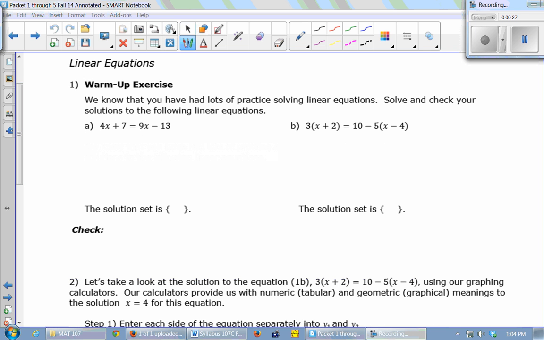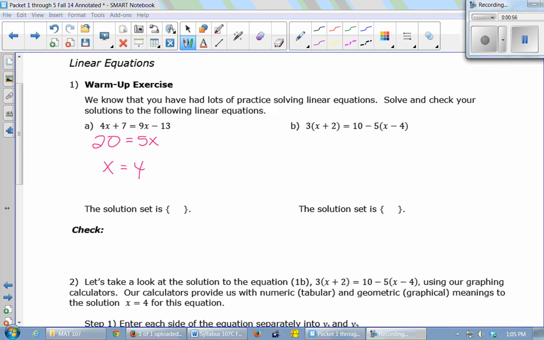Okay, so for the first one, we want to gather all the x's to one side and the non-x's to the other side. So I think maybe I'll subtract 4x from both sides, so I get 5x on the right. And then I'm also going to add 13 to both sides so that I get 20 on the left. Everybody with me? Okay. Then divide both sides so we get x equals 4. Is that what other people got?